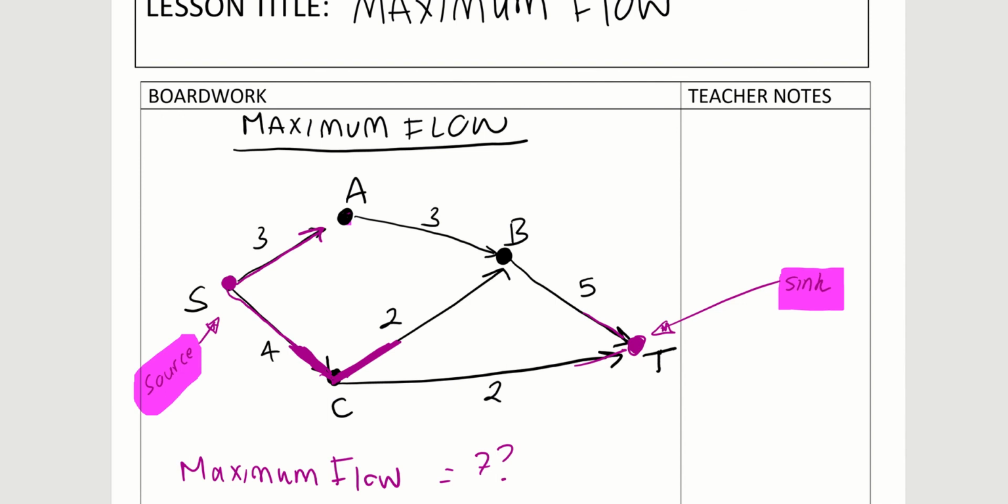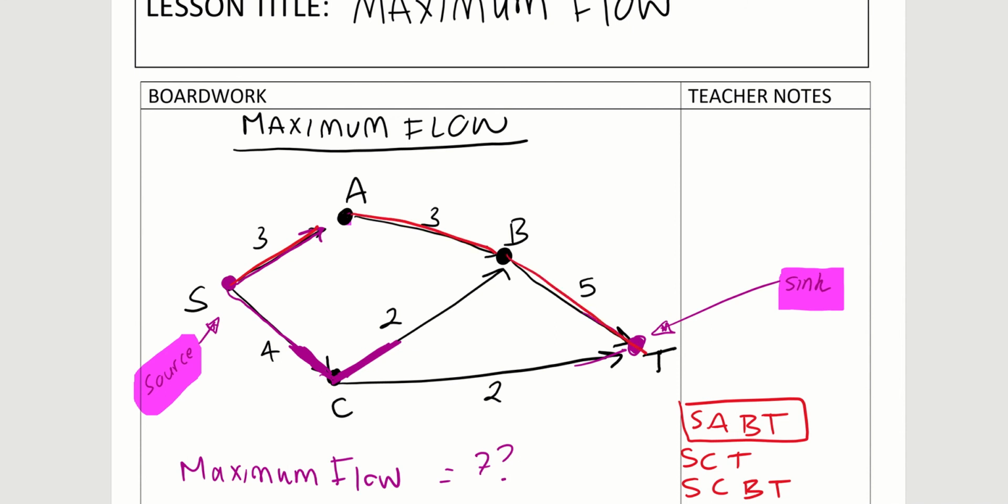So let's think about it this way. If I think about this, there's 3 real paths I could get from the source to the sink. I could travel along SABT, or I could travel SCT, or SCBT. They're the 3 different paths. Let's have a look at just SABT. Okay, so that's going from S to A to B to T.